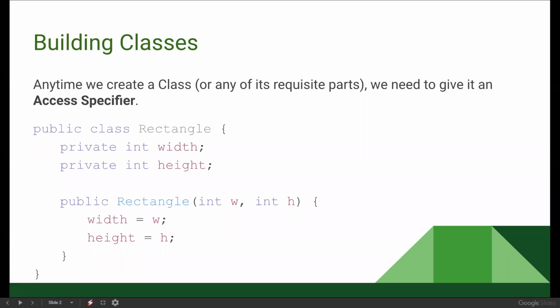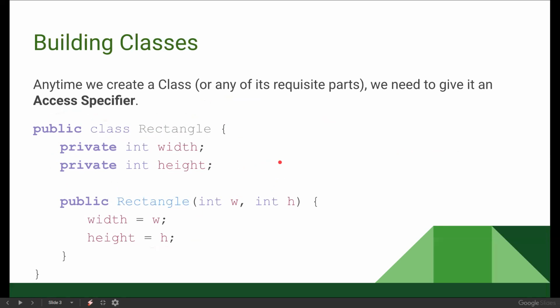So anytime we build a class or any of the pieces that go inside of a class, like the constructors, methods, instance variables, any of that, we need to give all of them an access specifier. So in our rectangle class that we worked with a lot last semester, we've got our public class Rectangle, private int width, private int height, public Rectangle, our constructor. You can see we have public, private, and public again. So those are our access specifiers.